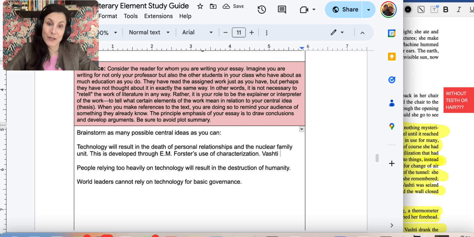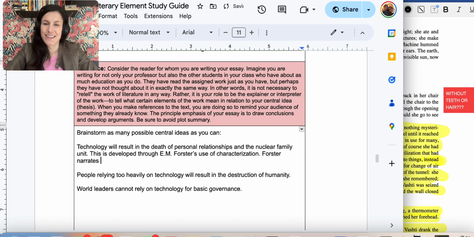You could also say point of view. And I'll kind of show you how. We'll say this: Forster narrates the story from Vashti's point of view, revealing her, we can say, irritated view of her only child.